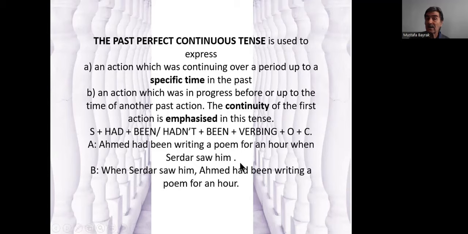What was Ahmet doing? He was writing a poem. If we just want to learn the action, we use past continuous tense: he was writing a poem. But if we want to give the message of continuation, we use past perfect continuous tense. After Ahmet had been writing a poem for an hour is important here. Yes, for an hour, when Serdar saw him. Or when Serdar saw him, Ahmet had been writing a poem for an hour.